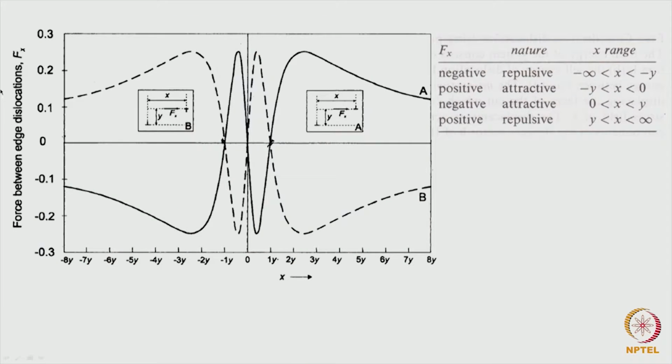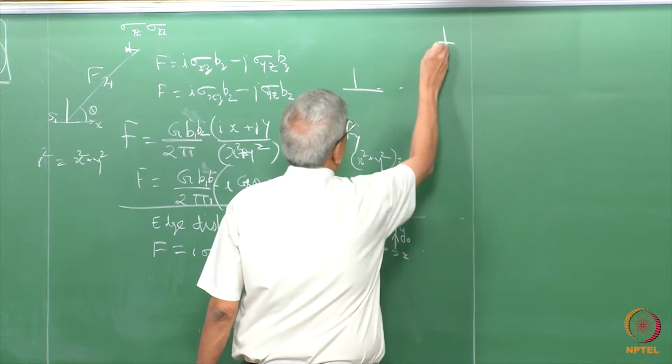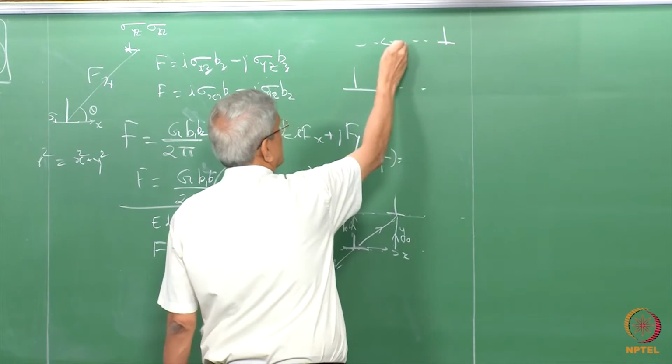Now if we look at it, what becomes very interesting in this case is that as the dislocations come close to each other, the repulsive force increases. That is, you assume that one dislocation is here and another dislocation is here. This dislocation comes close to this dislocation, moving in the slip plane.